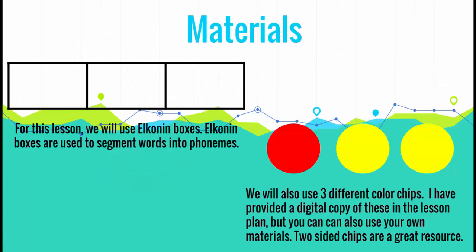Provided in Edify are the resources needed for this lesson. You will need an Elkonin box and 3 chips, 2 of one color and 1 of another. Elkonin boxes are a great tool used for segmenting words into phonemes. This will most likely be your students' first exposure to Elkonin boxes. However, students will encounter them again in later lessons. You may use the printable chips provided, bingo chips, or 2-sided counters.